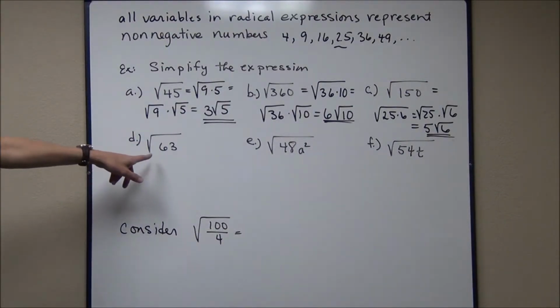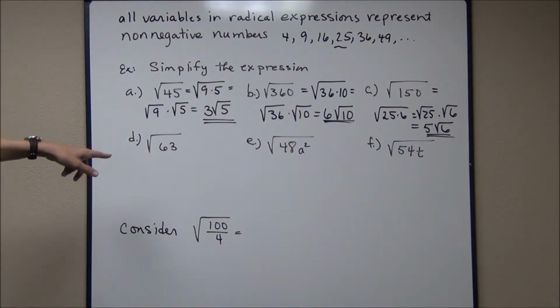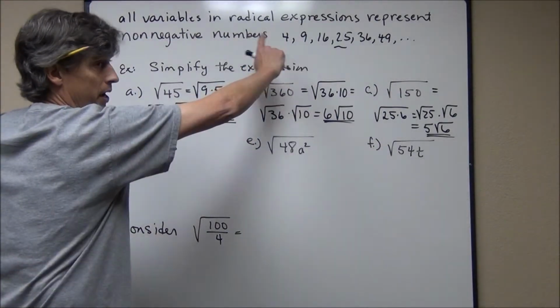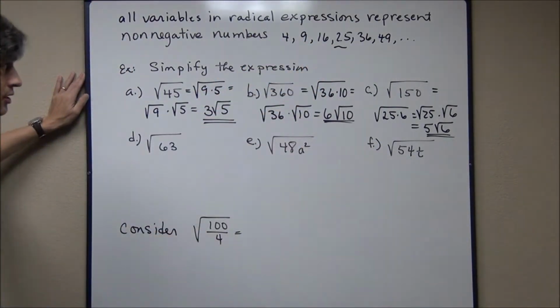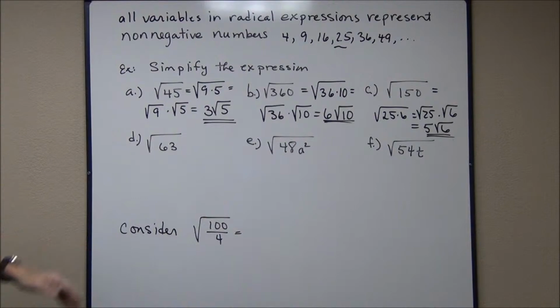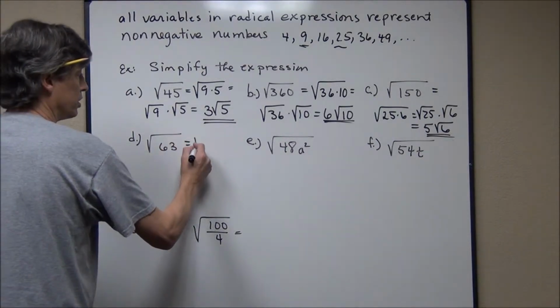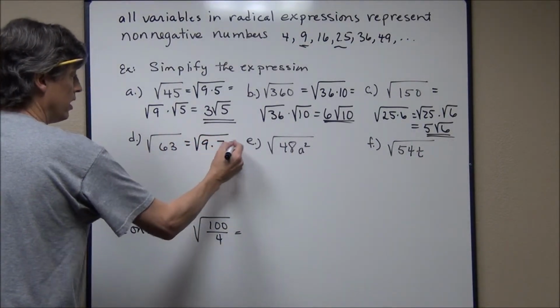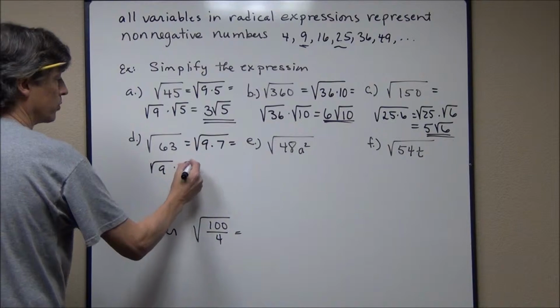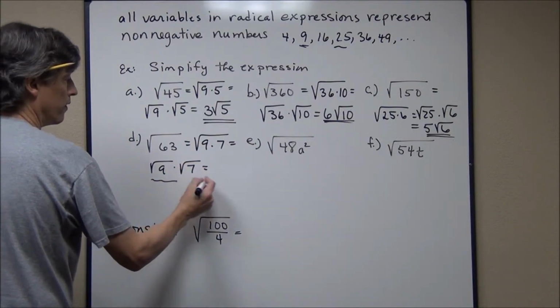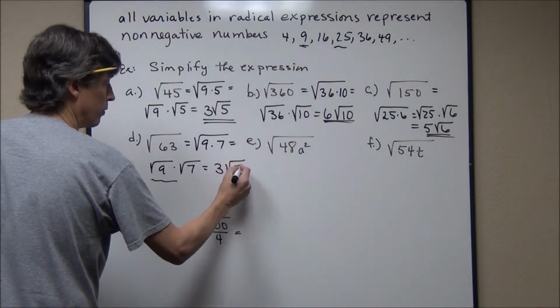Now I have one more like that, 63, so I'm looking for factors. Now by the way, if you can find no perfect square factors of the number, then it's already in simplest radical form. But I found one, 9. 9 times 7. So this is the square root of 9 times 7, which is the square root of 9 times the square root of 7. And of course the square root of 9 is 3 times the square root of 7.